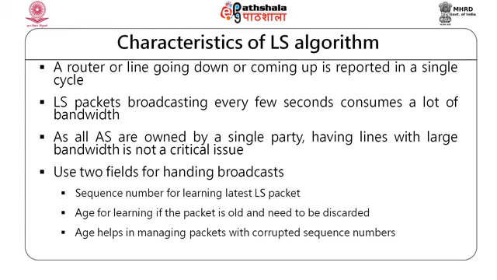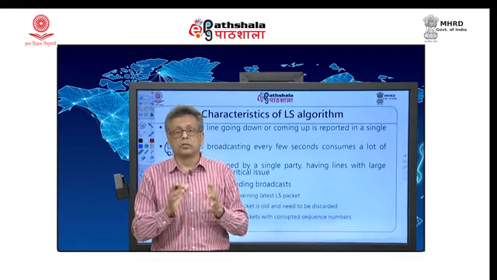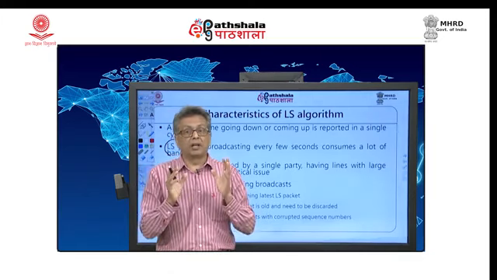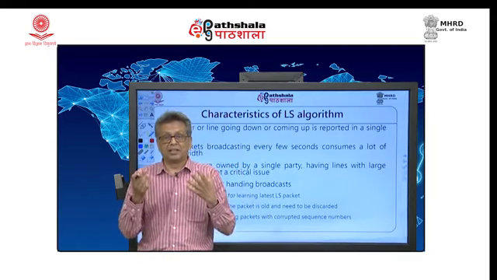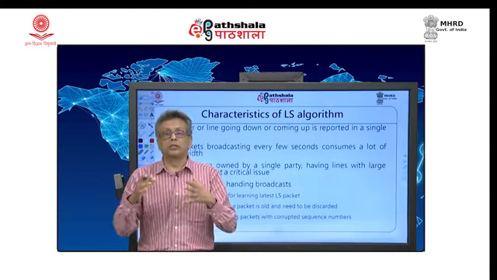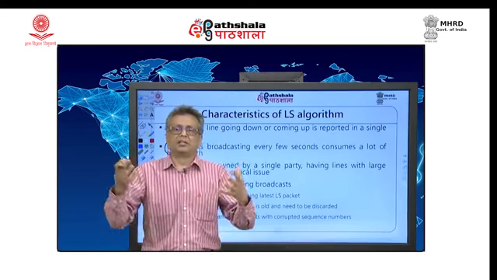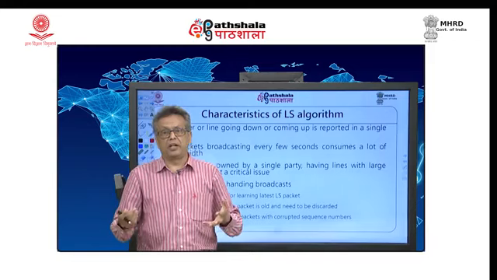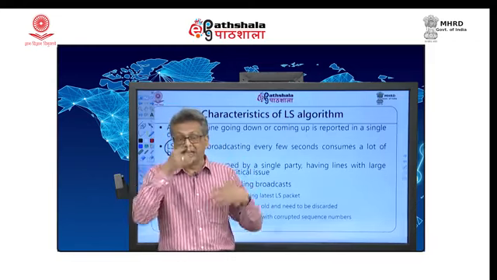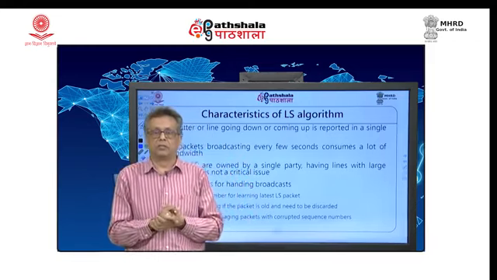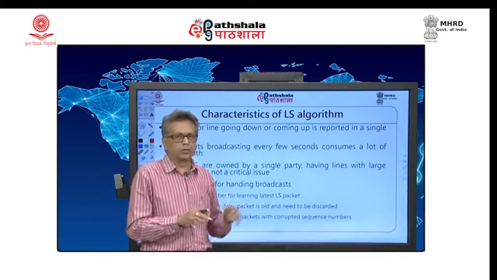Okay. But then the problem is link state packets are broadcast to every other member, by default every 10 seconds. Every 10 seconds it is broadcasting, and it consumes a lot of bandwidth. But remember, LS is used for interior routing, and because it is used for interior routing, it is owned by a single party, and that is the reason why you can expect good bandwidth to be available there. So, usually there is no problem here.